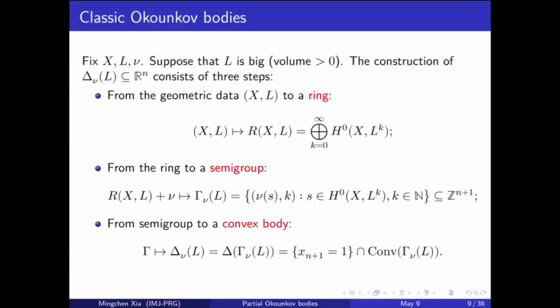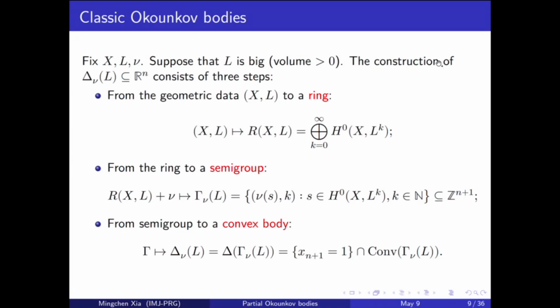And now we can begin to talk about the classical construction of Okounkov bodies. We're still fixing the data X and L, and we're also fixing a subindex nu. Eventually we want to construct a convex body delta nu of L. In order to construct this body, we need to make some very simple assumptions about L. Here, we need to assume that L is big. That means L has many holomorphic sections. And if you don't know the definition, you could simply imagine L is an ample line bundle, etc.